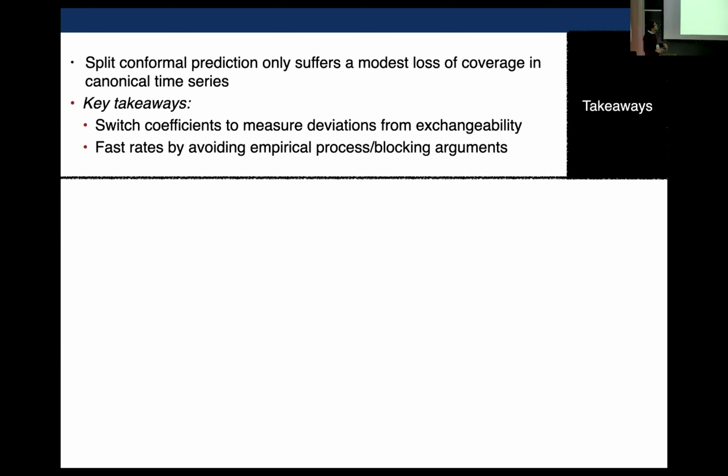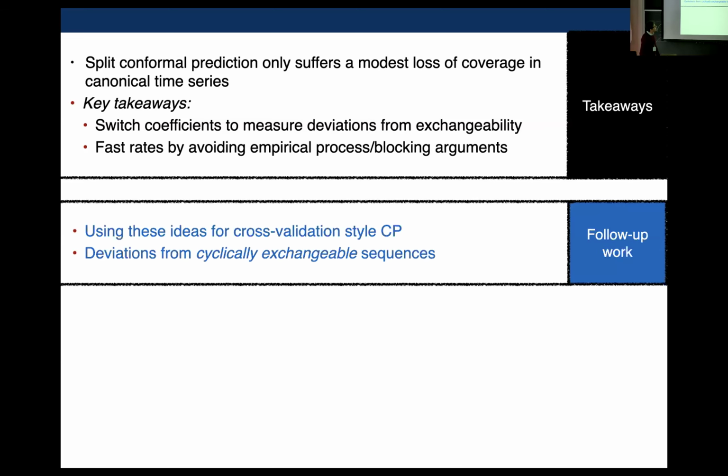Okay, so let me not keep going. The takeaways here are that the switch coefficient is an interesting object worth thinking about as a deviation from exchangeability. It seems to actually capture what you need, at least for split conformal. And this is basically avoiding all the empirical process theory, right? It's not doing uniform convergence. It's not doing blocking arguments. It's just a relatively self-contained elementary proof.